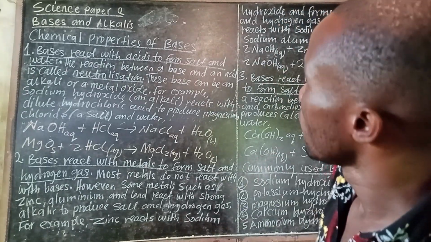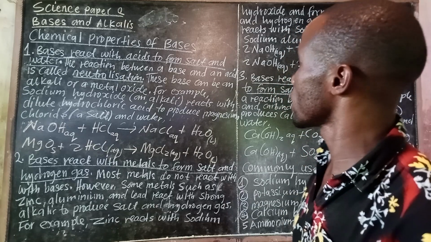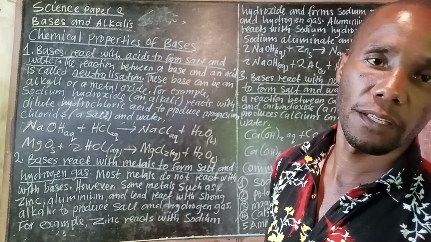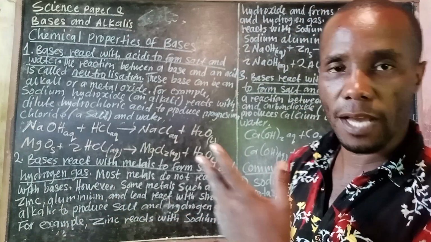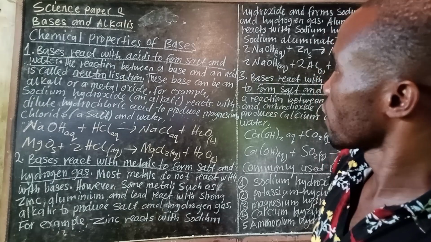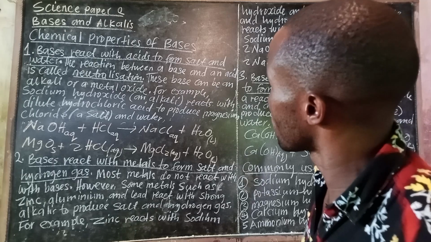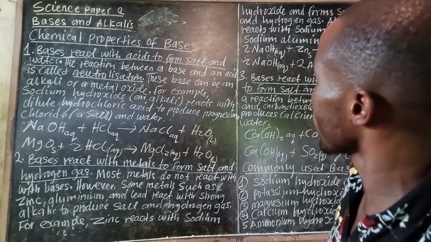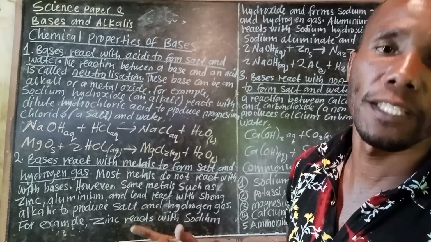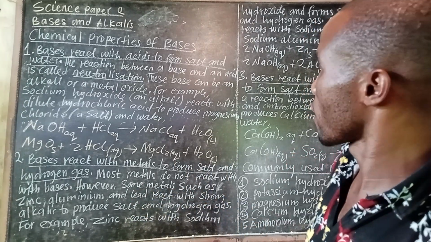Okay. So the first one is that bases react with acids to form salt and water. Okay, that is a chemical property. When a base reacts with acid, they form salt and water. Okay, so now let us hear some points under this same property. The reaction between a base and an acid is called neutralization. So meaning when these two react, they neutralize each other.